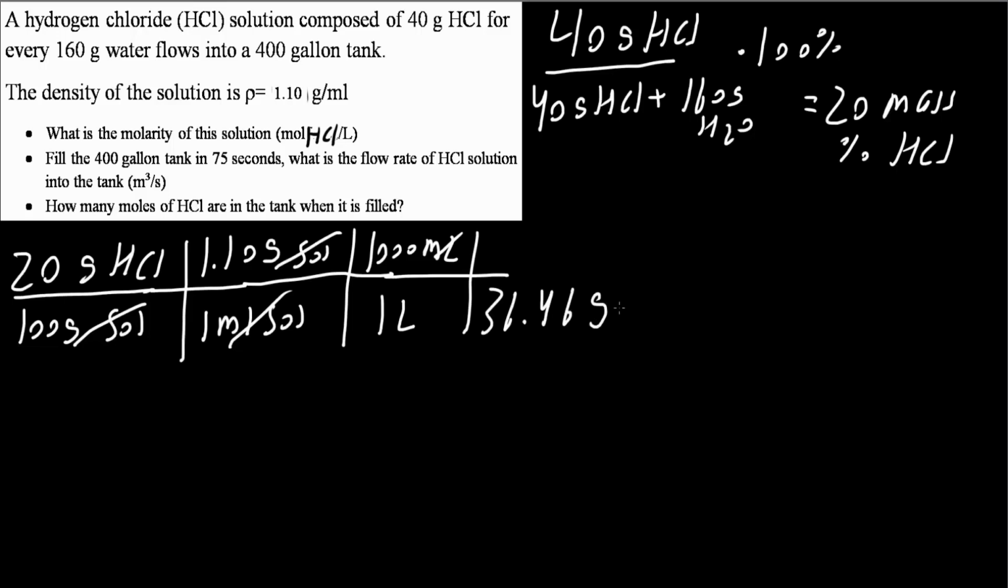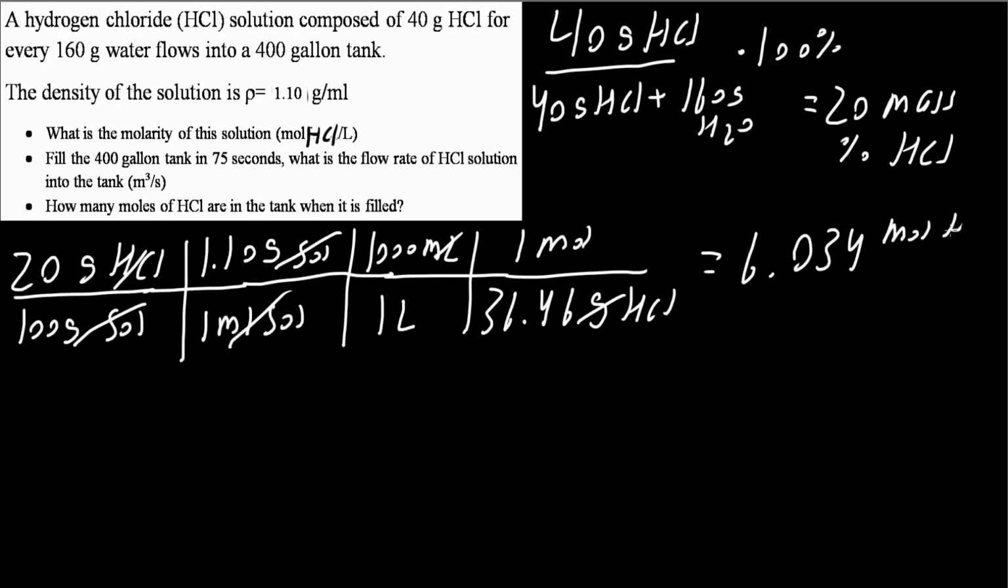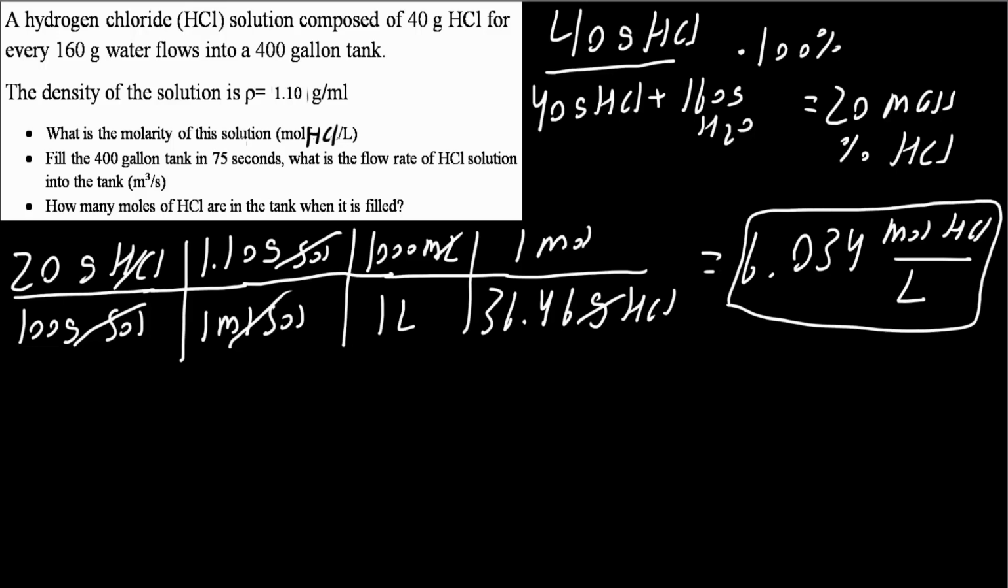36.46 grams of HCl is 1 mole. So this right here is the molecular weight. If we multiply everything out, we would get 6.034 moles of HCl per liter of solution. So this right here is our first answer, which is this.